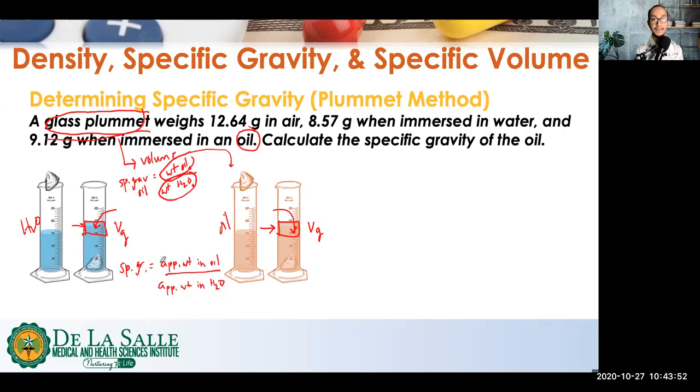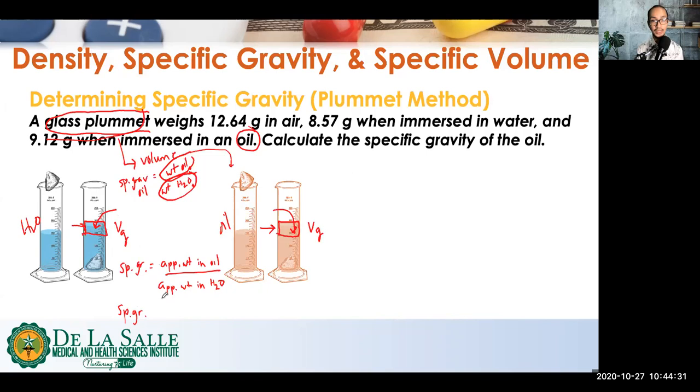Okay? A specific gravity is the ratio of apparent loss in weight of the glass plummet in oil to the apparent loss in weight of the glass plummet in water. Again, ulitin natin na the weight of the displaced liquid, yung weight ng displaced liquid, is the apparent loss in weight of the object that is immersed in it. And that's why we will use the apparent loss in weight in both liquids. So now we can determine the specific gravity of the oil.